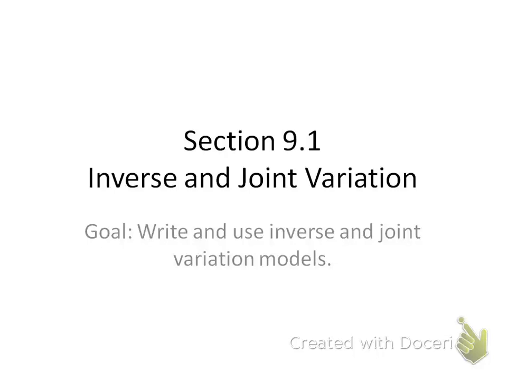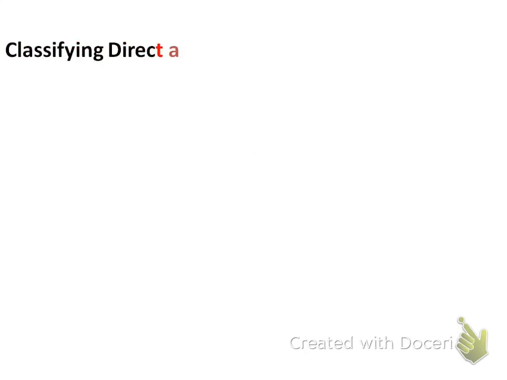Settle. Today we are starting chapter 9. Today is 9-1. It's all about inverse and joint variation. It's not a super challenging day. You just kind of have to memorize a few formulas. So let's jump right in.